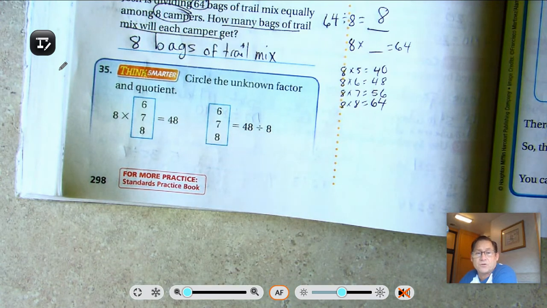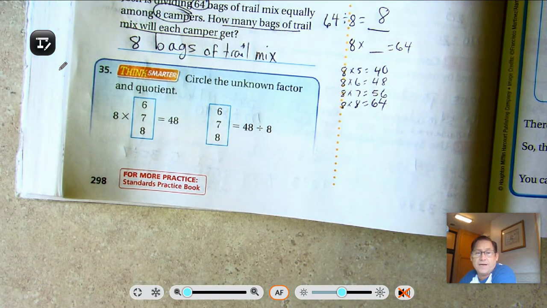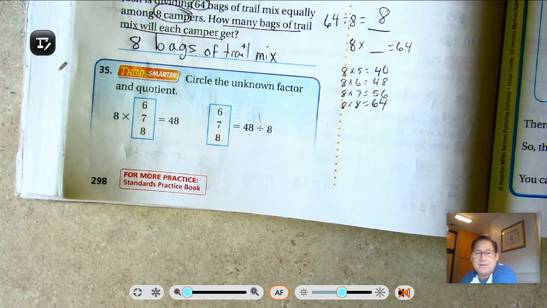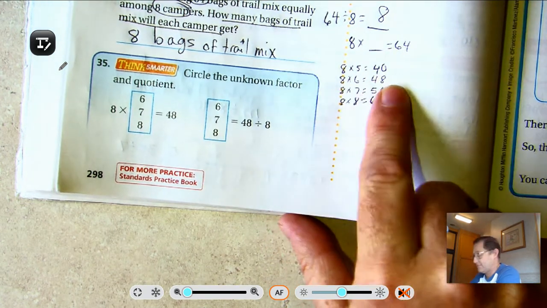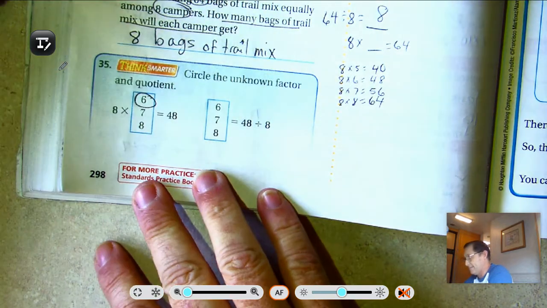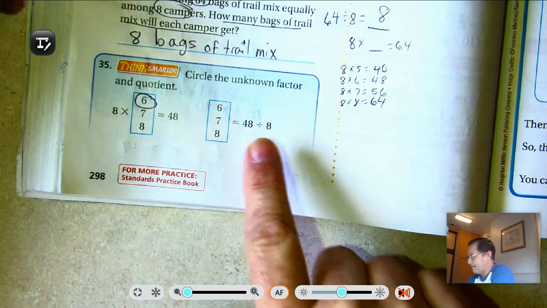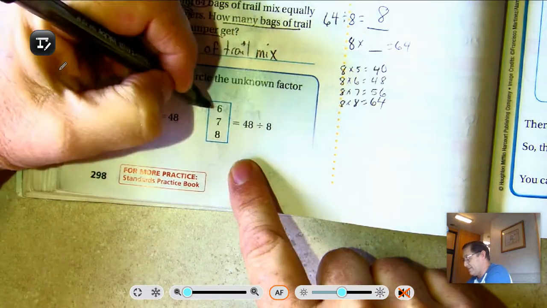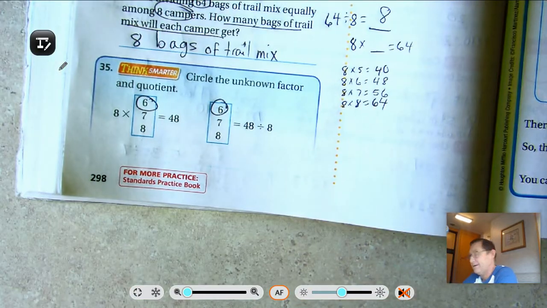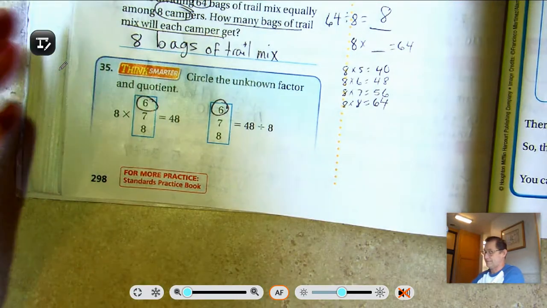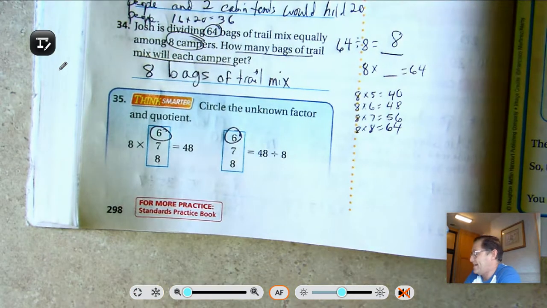And 35. Circle the unknown factor and quotient. 8 times something equals 48. Well, we just did that right here. 8 times 6 is 48. So 48 divided by 8 has to be 6. Right, so that's it for dividing by 8.